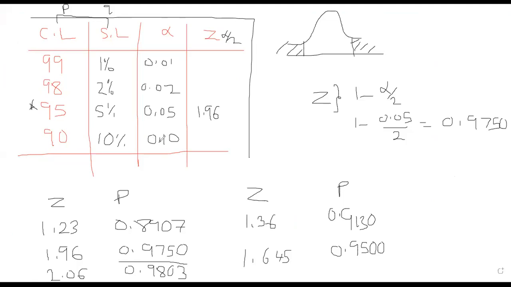Let's try the Z at 90%. Who can help us in the procedure? What do we do? 1 minus alpha over 2. And our alpha is what? 0.1, divided by 2. Final answer we get is 0.95. So when you check this inside the table, we already found it. It gave us 1.645.